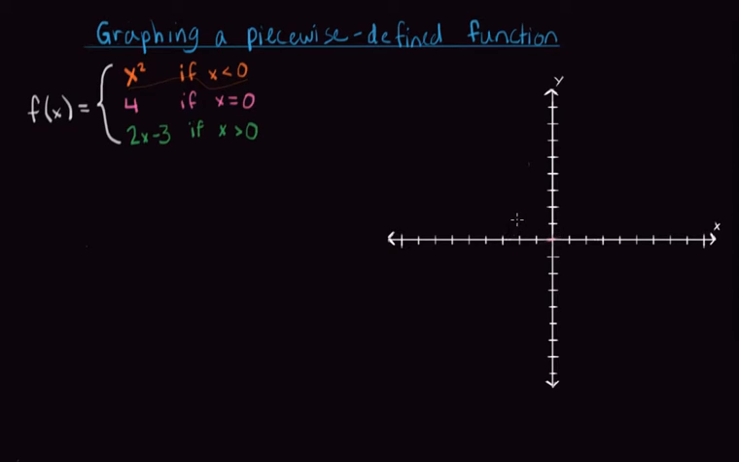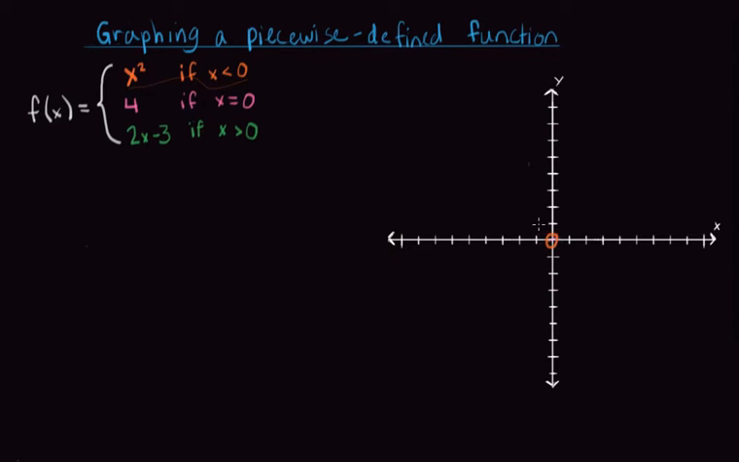So x squared is a parabola, so I'm going to graph a parabola, but only where x is less than 0. When we have a strict less than, not a less than or equal to, we use an open circle on our graph for that point, because we go all the way up until that point, but we just don't get there. So we're going to use an open circle at 0, 0, because 0, 0 would be the first point on that parabola. 0 squared is 0.